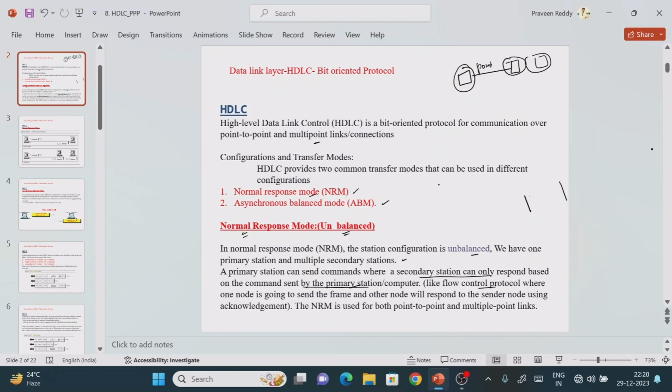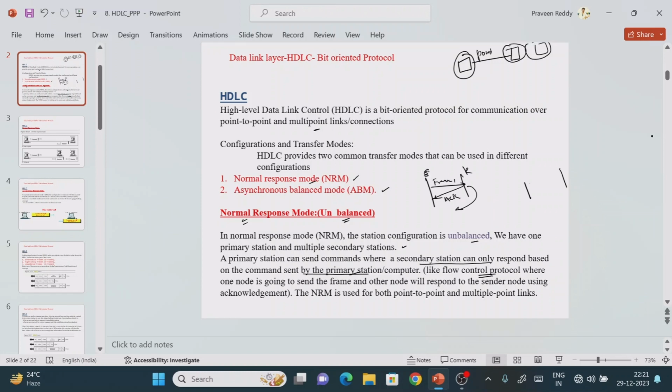Like flow control mechanisms in a noiseless channel, we have discussed different mechanisms, like stop-and-wait ARQ and go-back-N ARQ. What happens is that from sender to receiver we send the frame, and after receiving it, the receiver just sends only an acknowledgement. It is not going to send one more frame back to the sender. So this is the operation of the normal response mode.